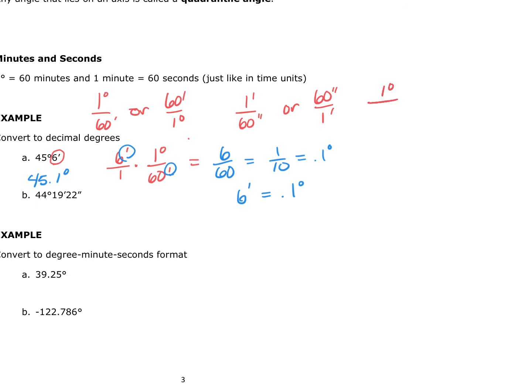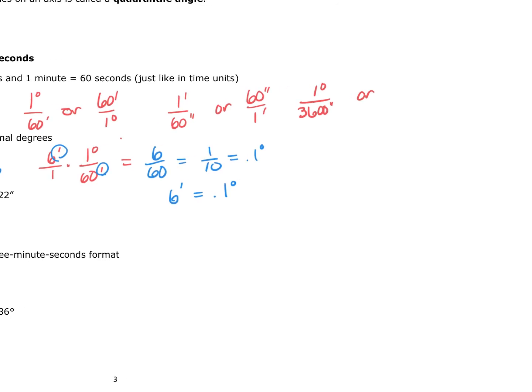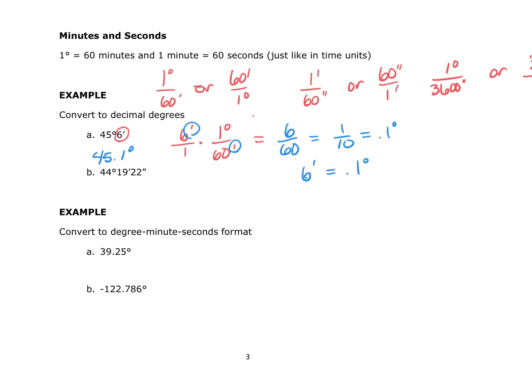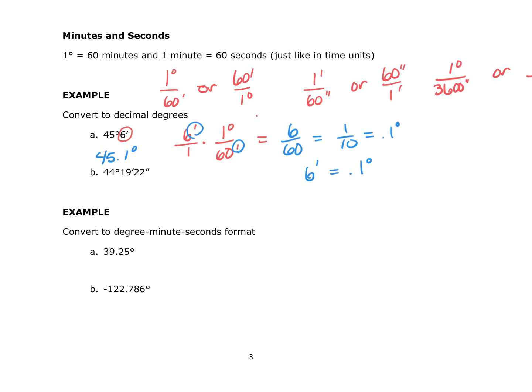Now, as with our units of time, I know I can also do this: 1 degree over 3,600 seconds, or 3,600 seconds over 1 degree. So that's like our unit of time, right? So 1 hour is 3,600 seconds. So it's something similar to that.